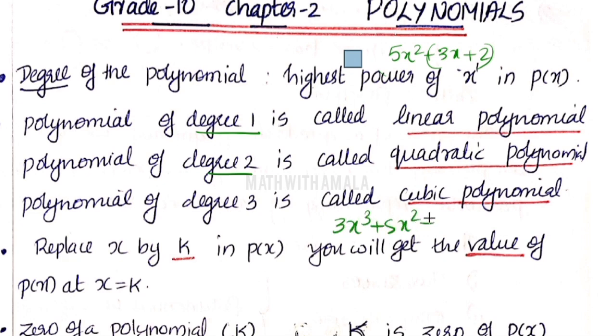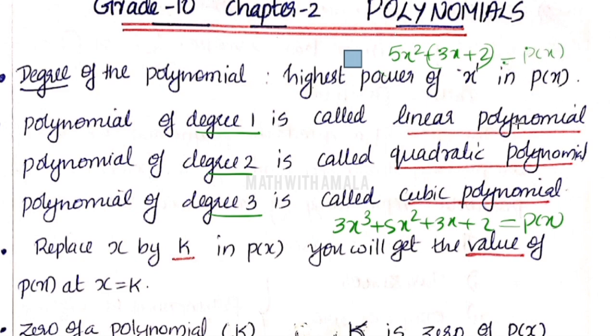Now we can take the example for a cubic polynomial as 3x cube plus 5x square plus 3x plus 2. Here we have four terms, and the degree of the polynomial is 3, and it is a cubic polynomial, and you can consider it as p of x.